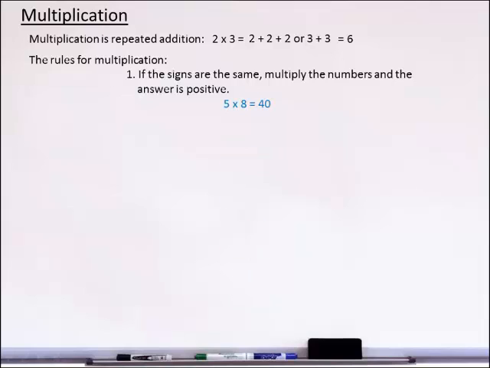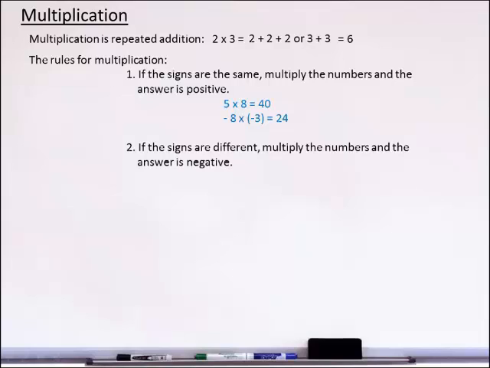5 times 8 is 40. Those are both positive, so the answer is positive. Negative 8 times negative 3, they're both negative, so my answer is positive. If the signs are different, we multiply the numbers and the answer is negative. So 5 times negative 8 is negative 40. Negative 8 times 3 is negative 24.